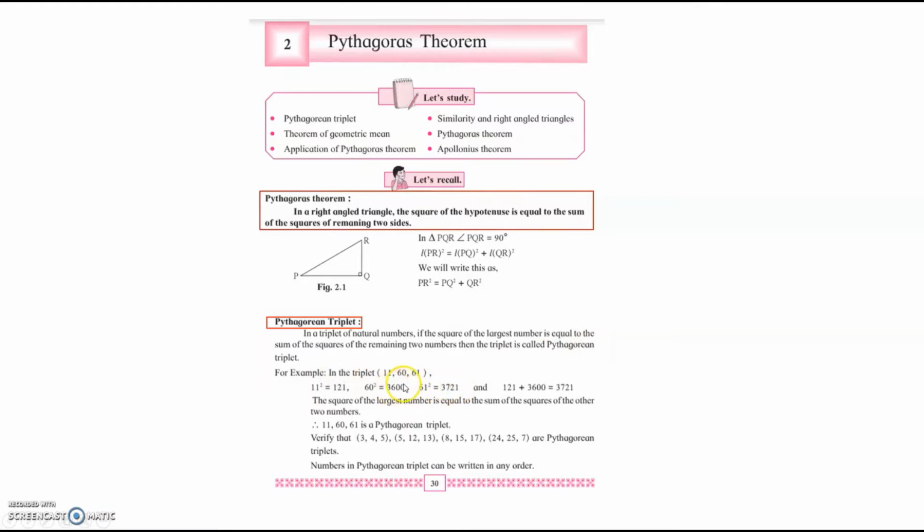In the triplet 11, 60, 61. Listen here, children. 11 square is 121. 60 square is 3600. 61 square is 3721. Now, when you add this 121 plus 3600, you will get 3721. That means the square of the largest number is equal to the sum of the squares of the other two numbers. Therefore, 11, 60, 61 is a Pythagorean triplet.